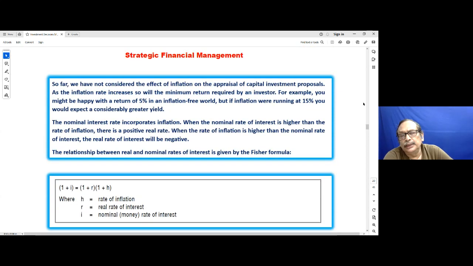So far, we have not considered the effect of inflation on the appraisal of capital investment proposals. Now, as the inflation rate increases, so will the minimum return required by an investor. For example, you might be happy with a return of 5% in an inflation-free world. But if inflation were running at 15%, you would expect a considerably greater yield.